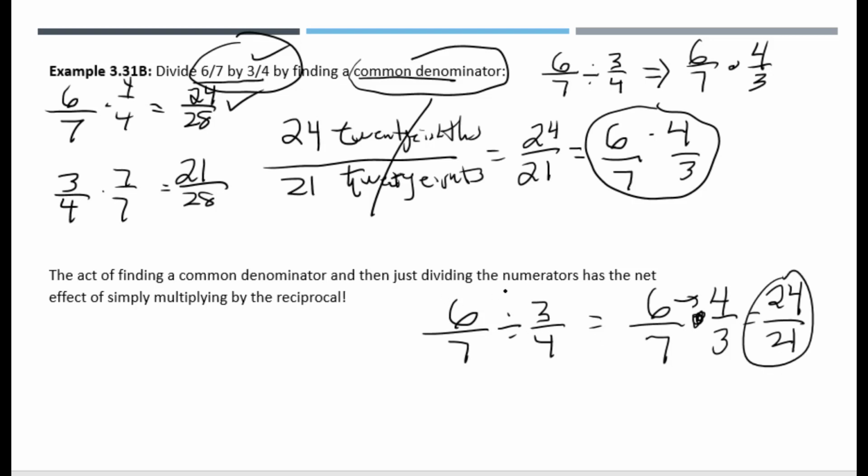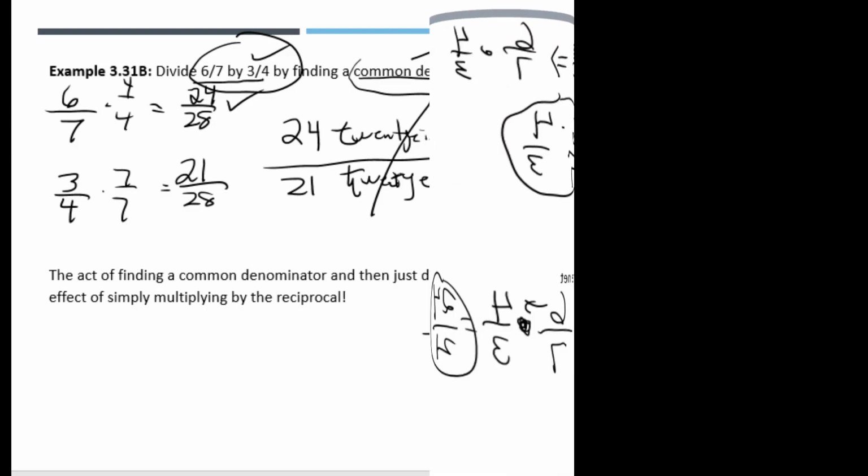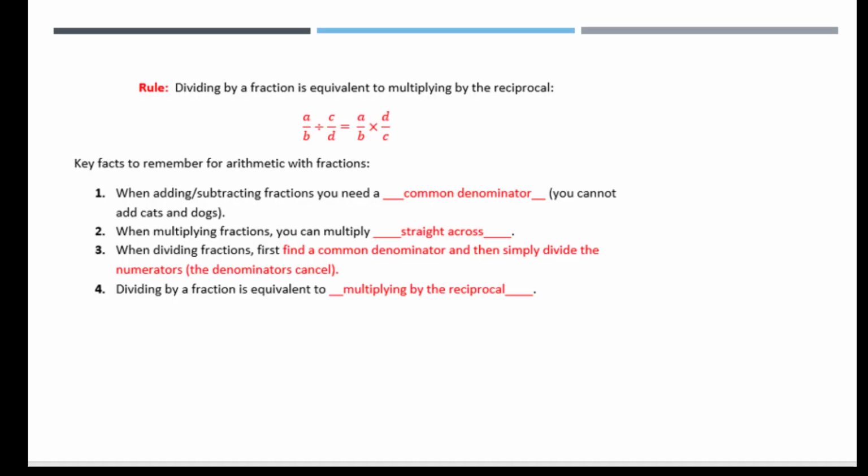So you will use this technique from now on. So here's the rule. Dividing by a fraction is equivalent to multiplying by the reciprocal. Now, don't get this wrong, you can flip either one of these here, right? This just says dividing one fraction by another is the same as taking the first number and multiplying by the reciprocal, which is what I just did.